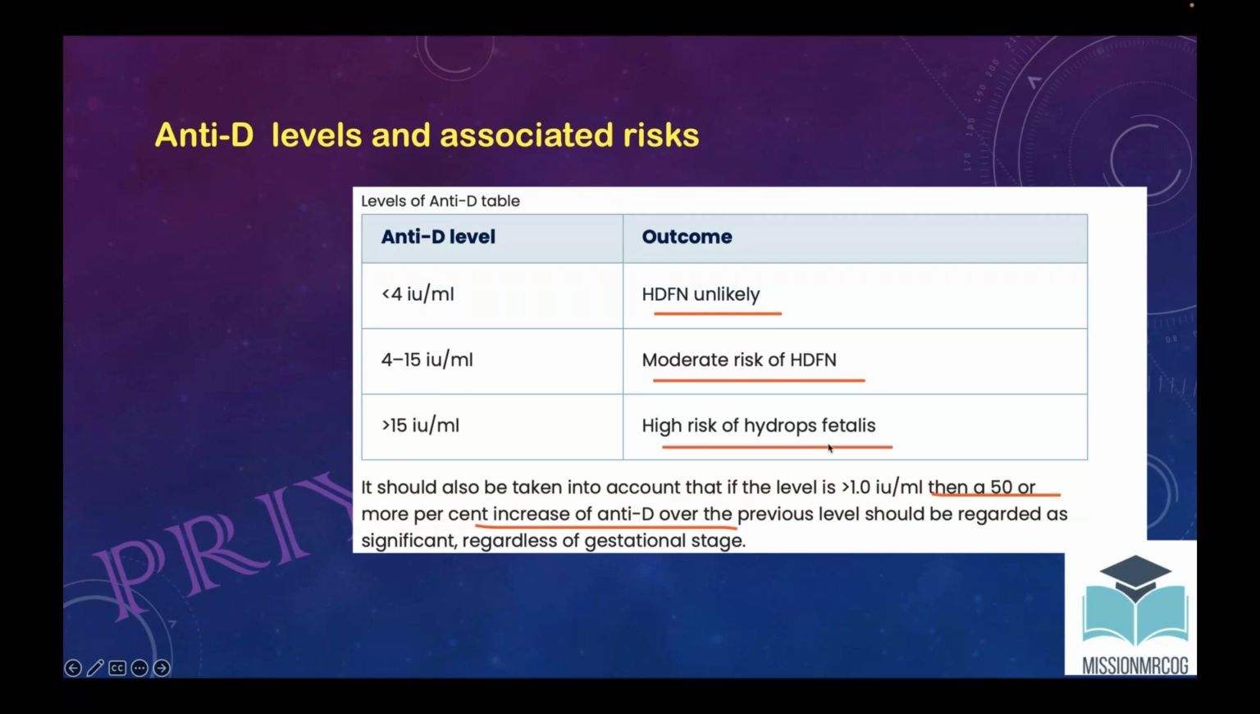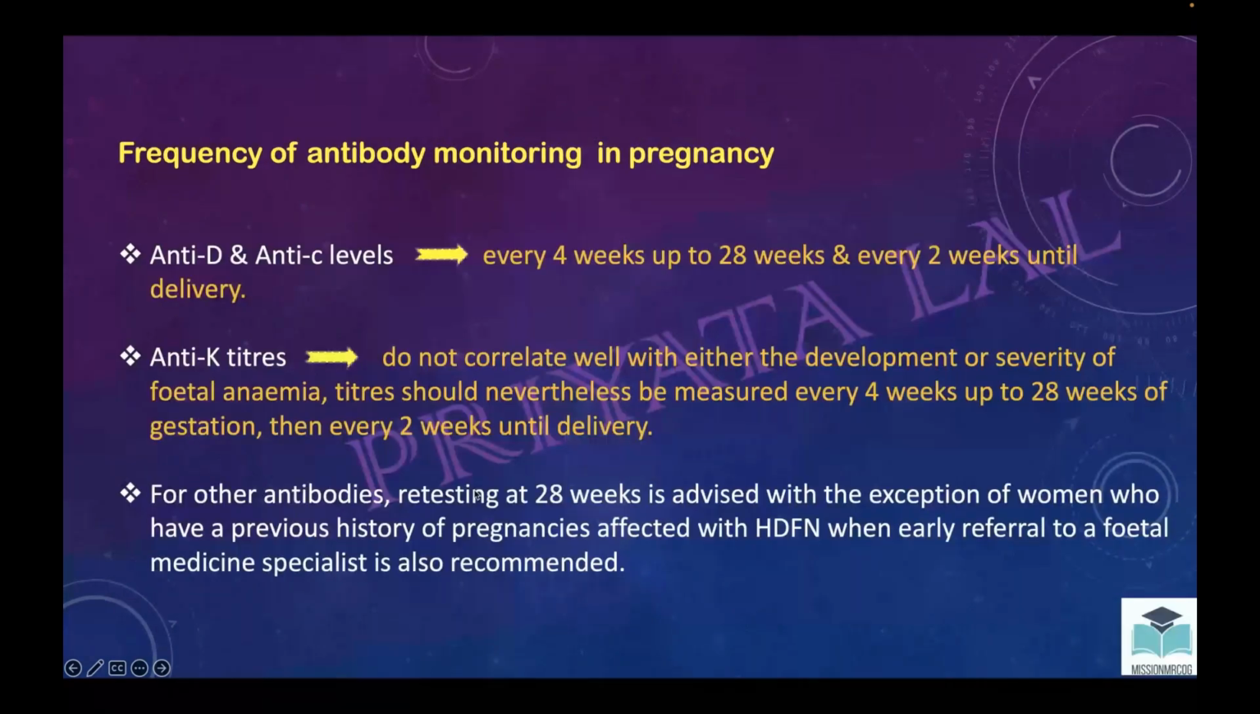Okay, high risk of high drops. Now, if we are able to detect antibodies D and C, anti-D and anti-C, what will we do? We have to repeat that titer every 4 weeks until 28 weeks of pregnancy. Later on, it will be increased to 2 weekly until delivery.